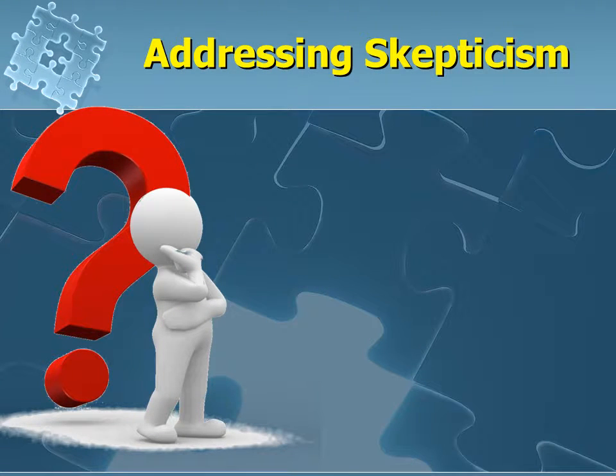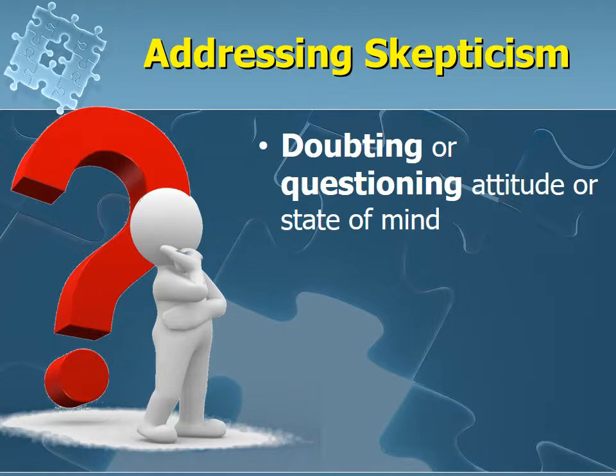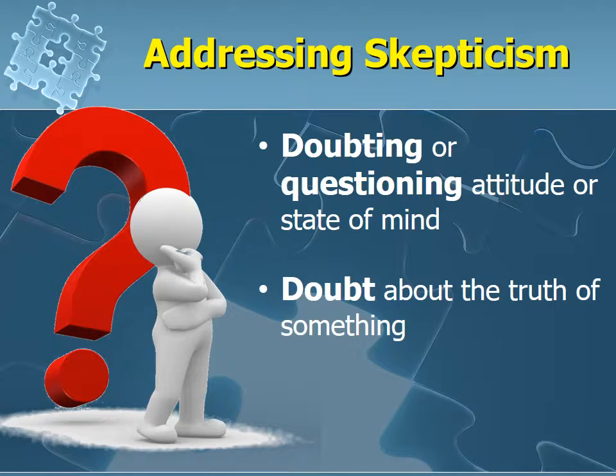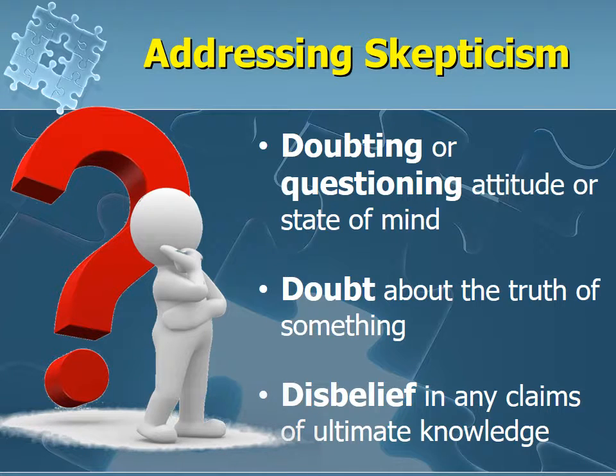Is there a difference between an objection and skepticism? It is important that you are able to recognize one versus the other. What is skepticism? A doubting or questioning attitude or state of mind. Doubt about the truth of something. The disbelief in any claims of ultimate knowledge.